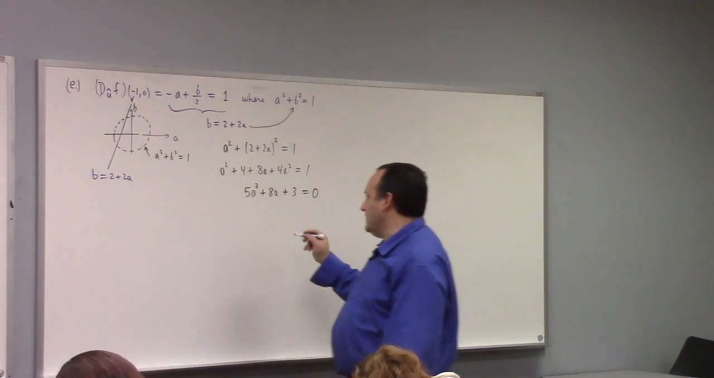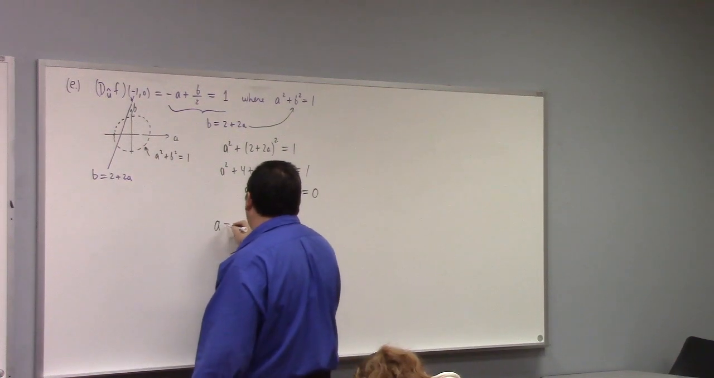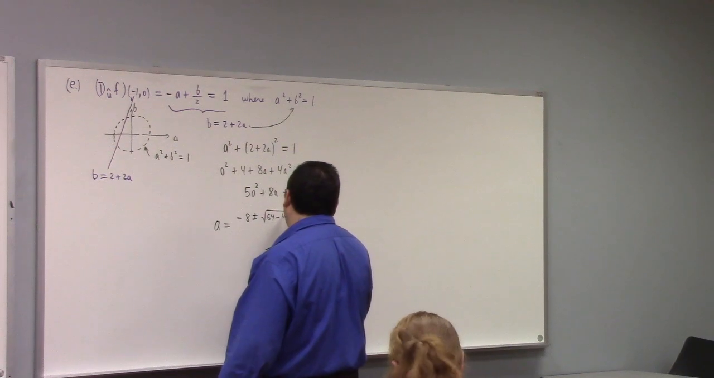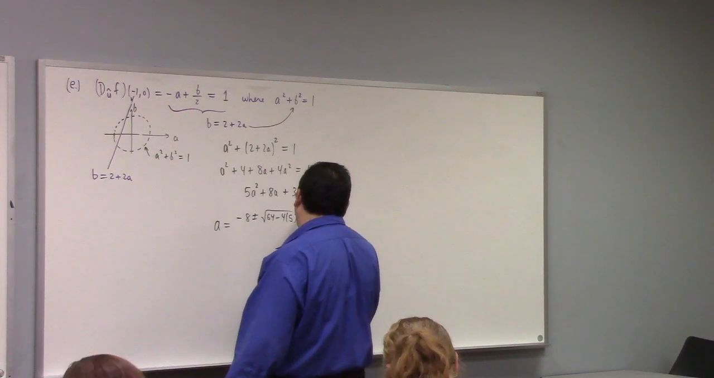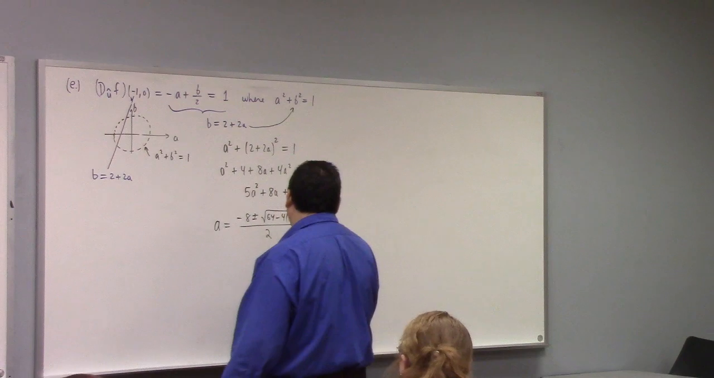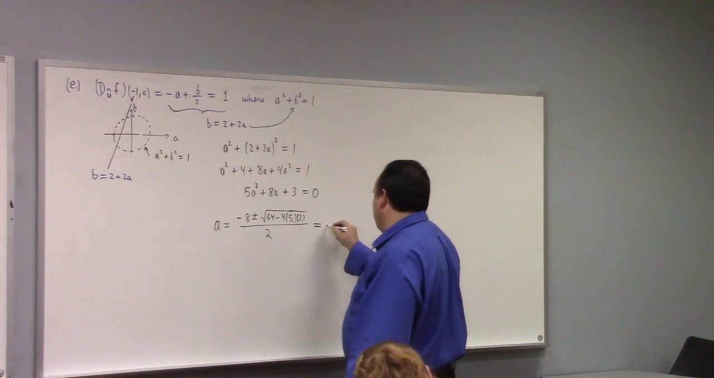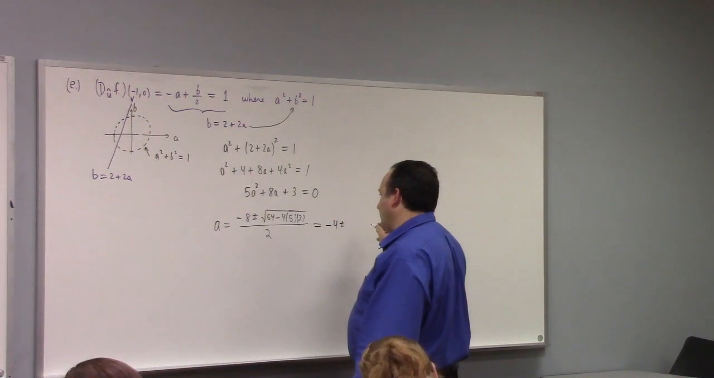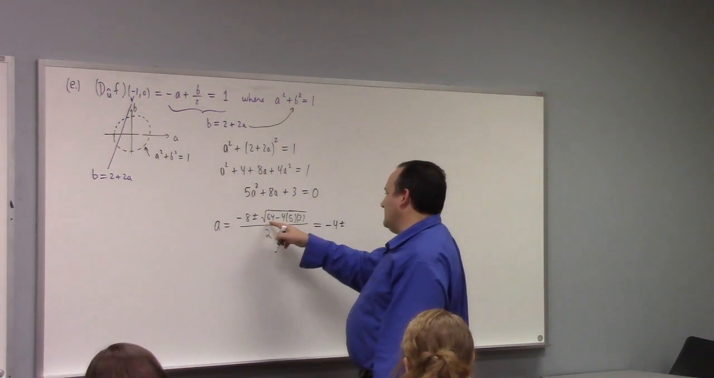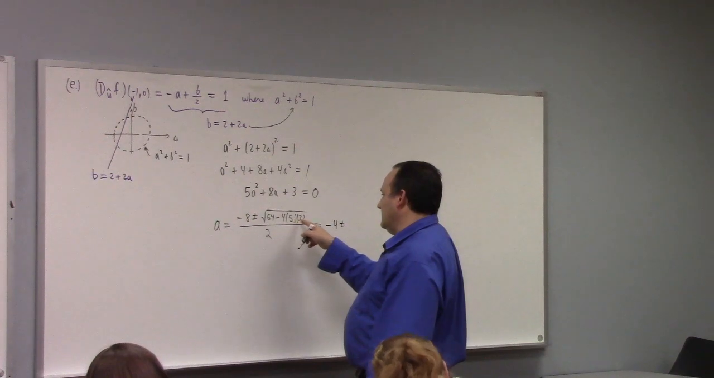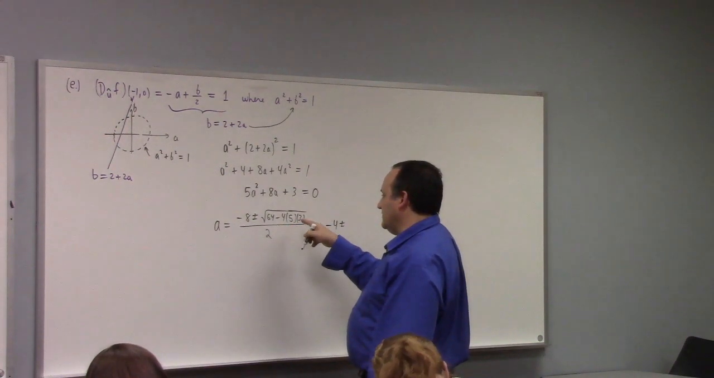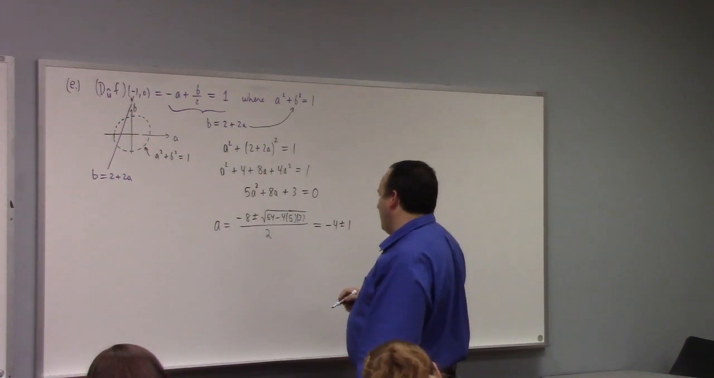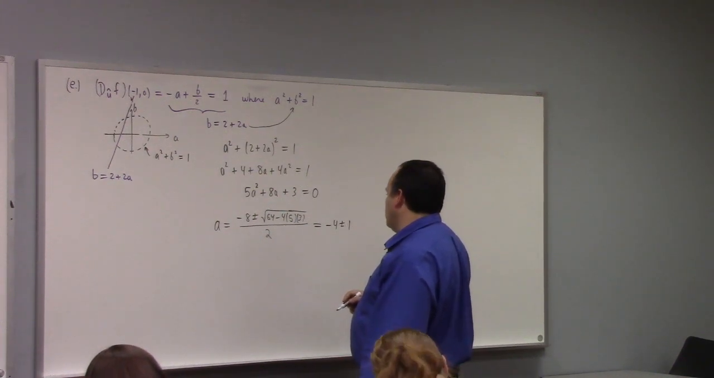Aha. Well, thankfully we know the quadratic formula. So this is a equals minus 8 plus or minus the square root of 64 minus 4 times 5 times 3, divided by 2, which is to say minus 4 plus or minus, hey, that works out kind of nice. That's actually 64 minus 60, which is the square root of 4, which is 2. It's actually minus 4 plus or minus 1. Man, that feels wrong.